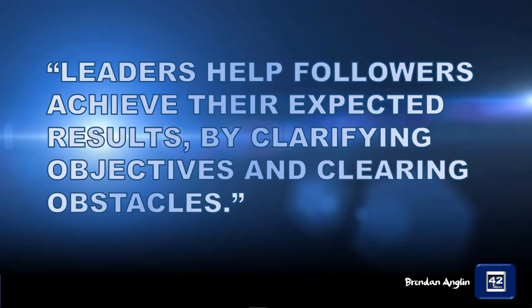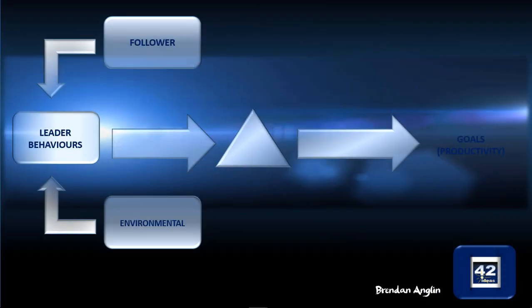So therefore, when we're looking at the path-goal theory, it's like a servant model of leadership, because the leader is there to help the followers achieve their goals. And the objective of the leader is not only by clarifying them, but also by getting rid of obstacles on the path to achieving those goals. In graphic form, here we go.